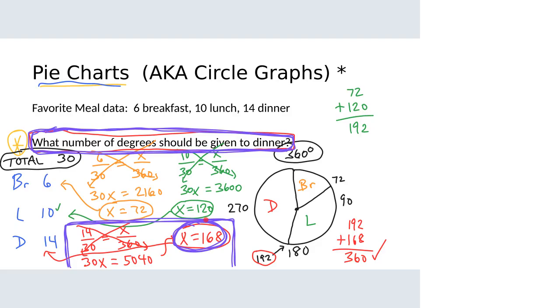My philosophy there is, if you can figure out how many degrees should be given to dinner, then I'm confident you can figure out how many degrees should be given to breakfast and how many degrees should be given to lunch. And if you can find all those three things, I feel pretty good about your chances to make the pie chart. Anybody have questions about any of that? Okay.